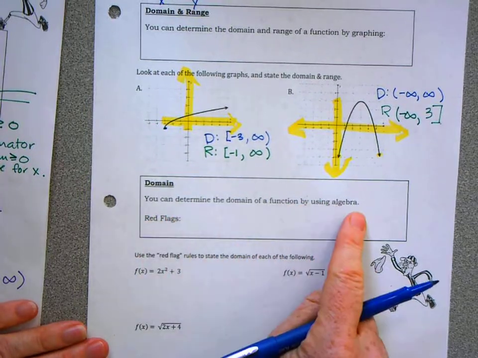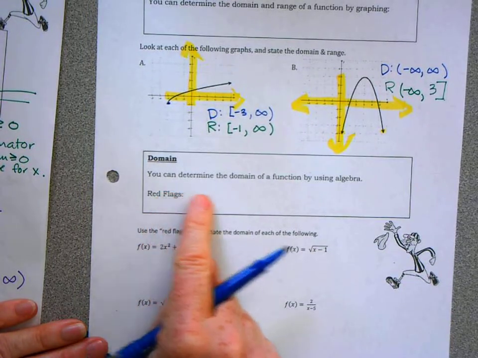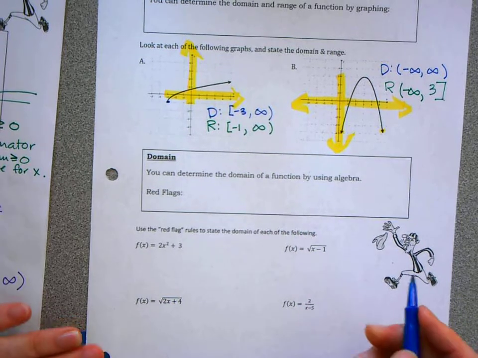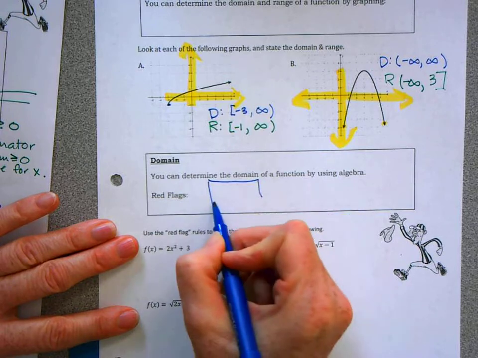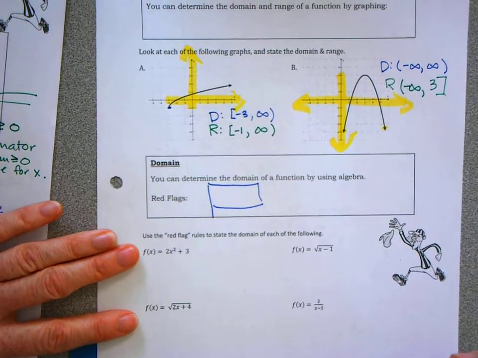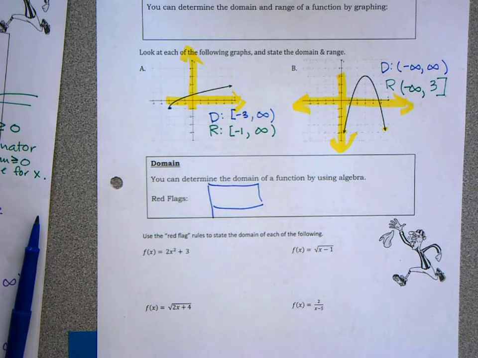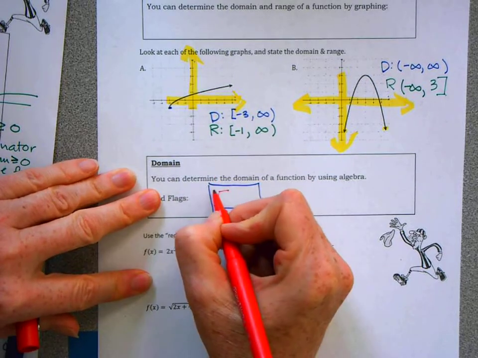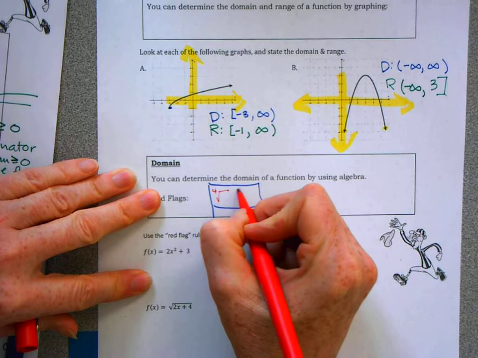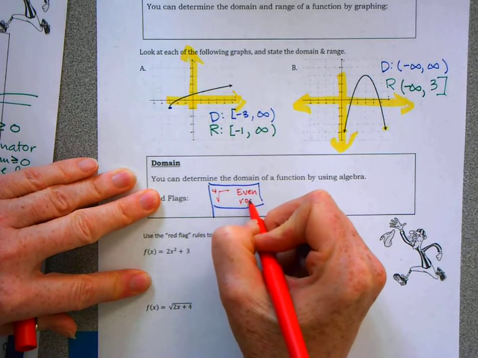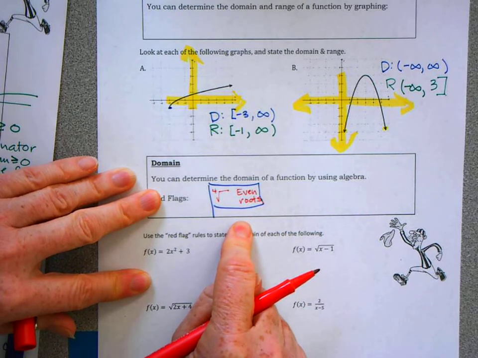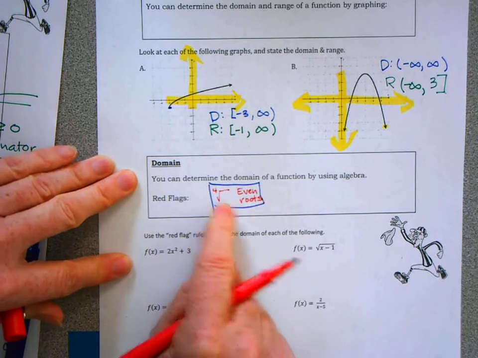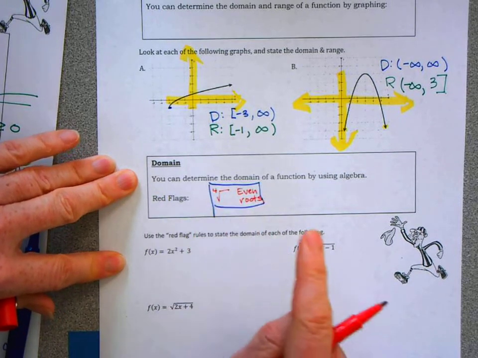Okay, domain. Well, what if we don't have a graph? We just have a function. You can determine the domain by using algebra. There are 2 flags. Okay, so I'm going to draw a flag. The first flag is, I'm going to write it in red right here, I'm going to put a 4 here: even roots. Any even roots change your domain. You have to limit the domain. That's one flag, even roots. It could be the 4th root, the square root, the 6th root, whatever root.